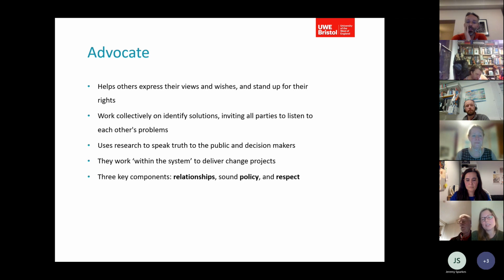But the key elements around advocacy are relationships, sound policy and respect. So it's respecting all parties involved, building relationships with citizens, decision makers, businesses, etc. And it's coming forward with policy ideas that are usable, really.